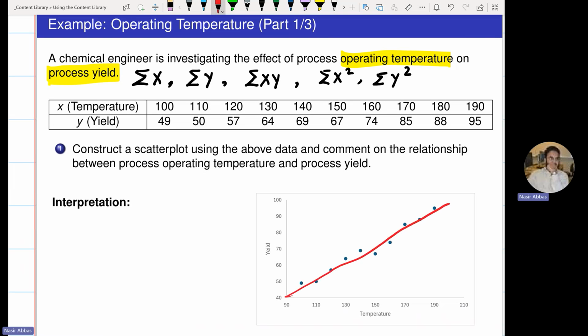Why did I call it strong? The points are very close to the line.